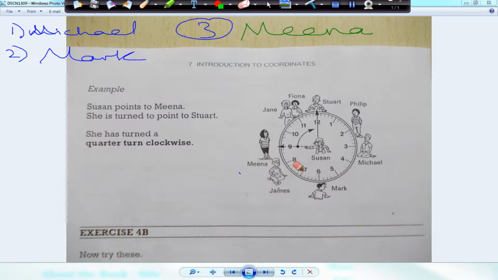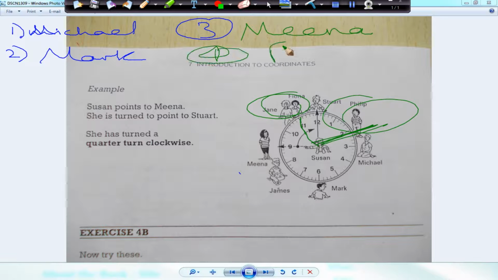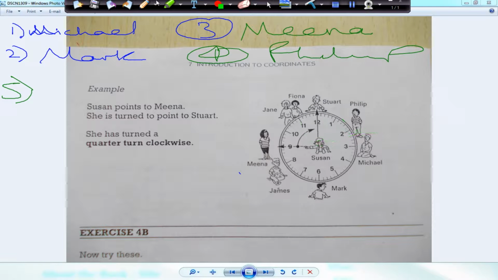Let's look at question number 4. Susan points to Jane and Fiona. So let's have a look. Where's Jane and Fiona? So she's facing here, and she turns how much of a turn? Quarter turn clockwise. Where will she end up then? Philip. So number 4 is Philip. Yeah, not Flip. Flip is something else.